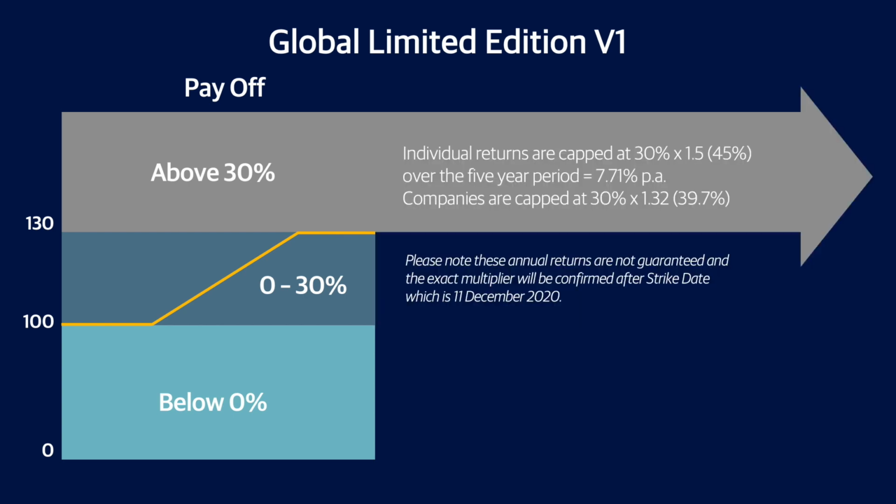The third scenario is where the underlying basket returns more than 30%. At this point, the returns in the product are capped, so a client could potentially earn a cumulative return of 45% over the 5 years, which translates to 7.71% per annum. These returns are net of fees and taxes.